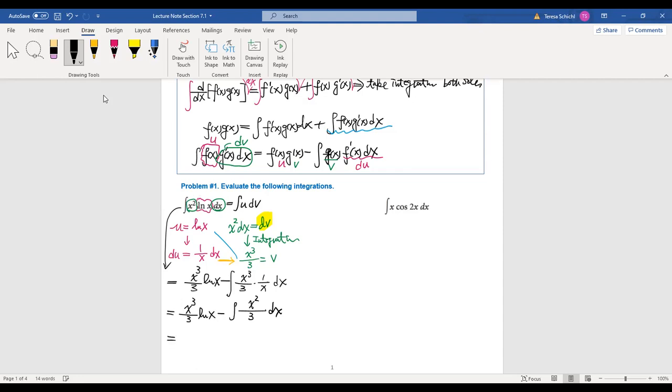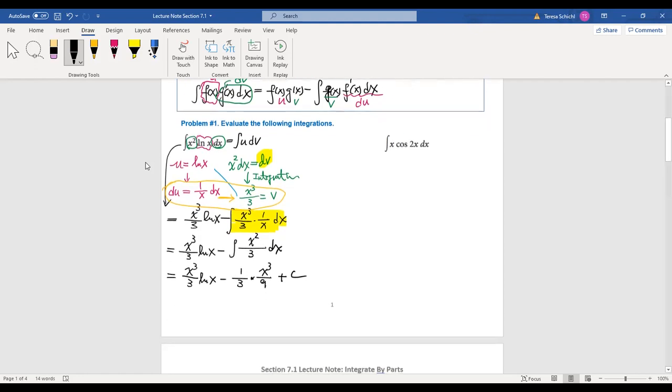Now remember we said the goal is to make this integral of v du easier, right? When you do the v du, the goal is to make this integration easier. So x squared, everybody knows how to take the integration. It will be 1 over 3, then x cubed, 2 plus 1 is 3.